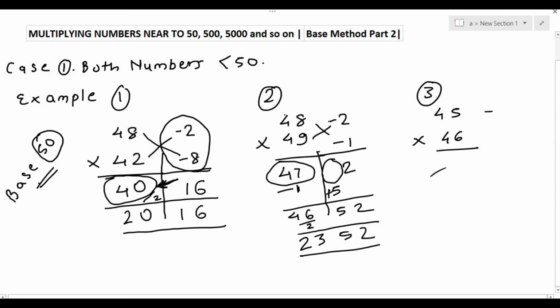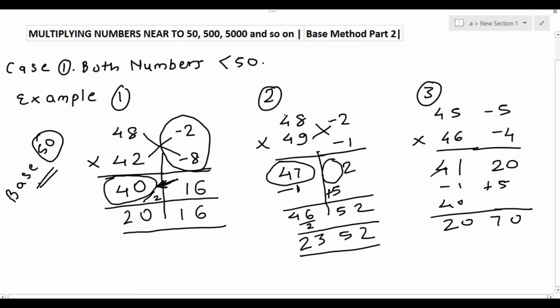I'll show you one more example with the same thing, that is 45 into 46. So here that is minus 5 and minus 4, which turns out to be 20. And here 45 minus 4 will turn out to be 41, minus 1 is 40, and then dividing it by 2 gives 20, and here we'll be adding 5, that is 70. So 2070 is the final answer for 45 into 46.